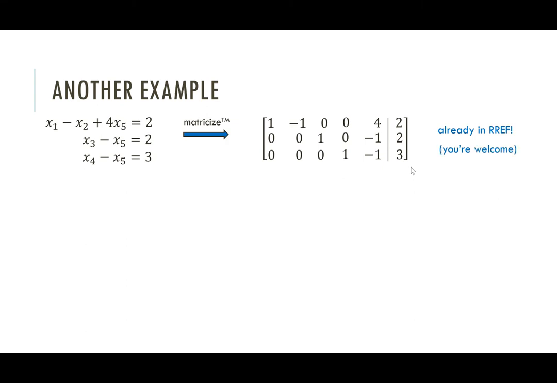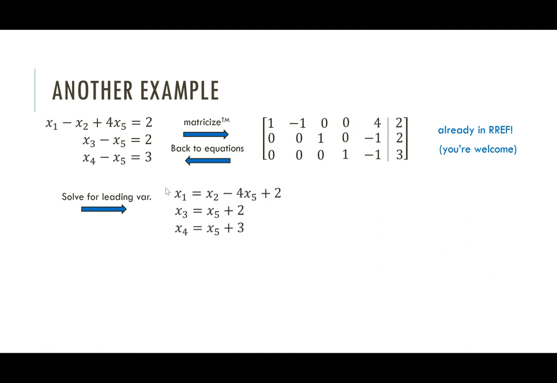Woohoo. Okay, we've got it in reduced row echelon form. Now our strategy is to go back to the system of equations, and translating back just gets us where we started because it was already in RREF. And then we solve for the leading variables. Here, solving for leading variables gets us x1 equals x2 minus 4x5 plus 2, x3 equals x5 plus 2, and x4 is equal to x5 plus 3.